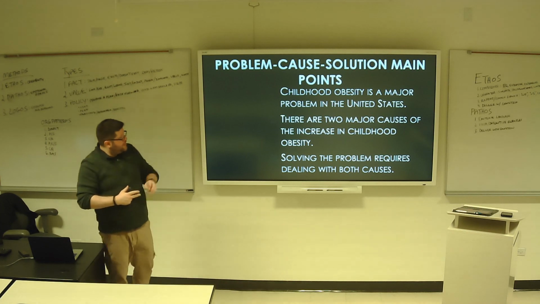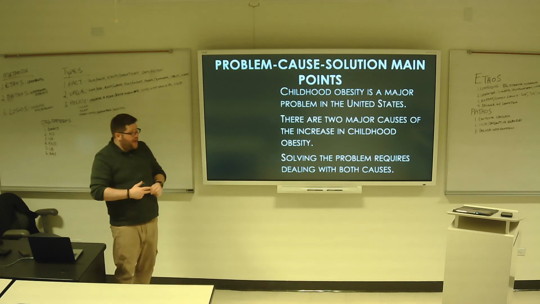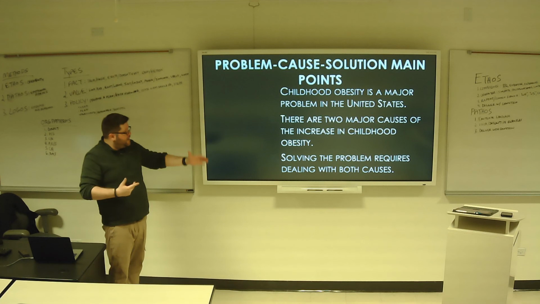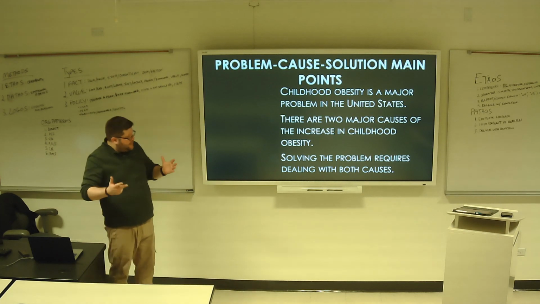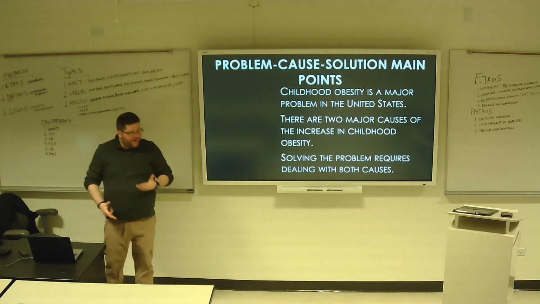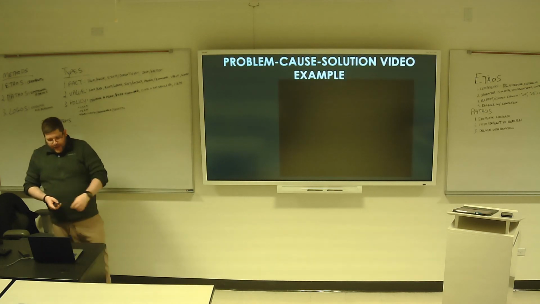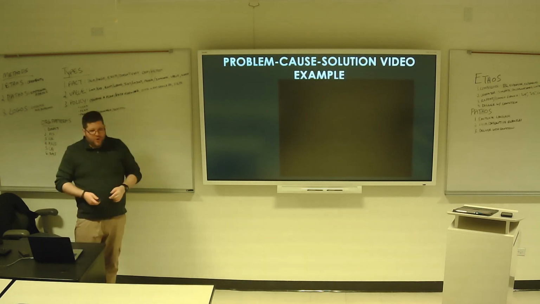Second, I believe there are 2 major causes of the increase in childhood obesity, and so here are those causes that have led to this problem. And then my third main point, here is the solution. Solving the problem requires dealing with both of these causes. Here's an example of problem cause solution.